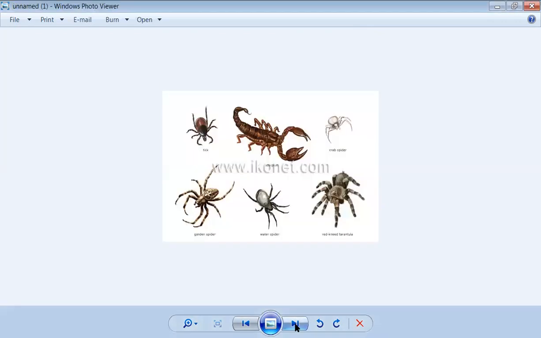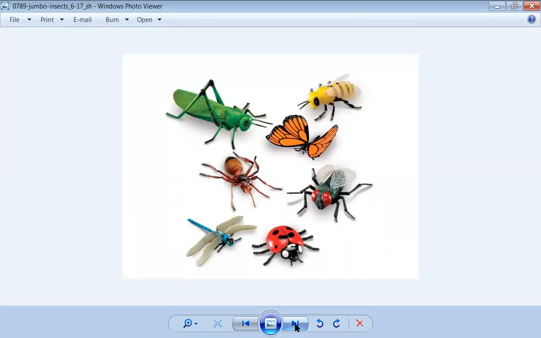Okay, can you tell me which subgroup they belong to? I just forgot the name. Are they insects? No. Are they arachnids? Yes, they're arachnids. Good. Hashem, insects, good. Why? Because they have jointed legs.